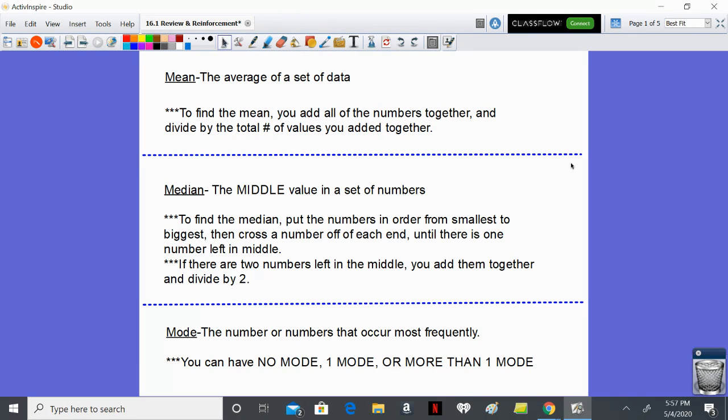The mean is the average of a set of data. So to find the mean, you add all of the numbers together, and then you divide by the total number of values that you added together.